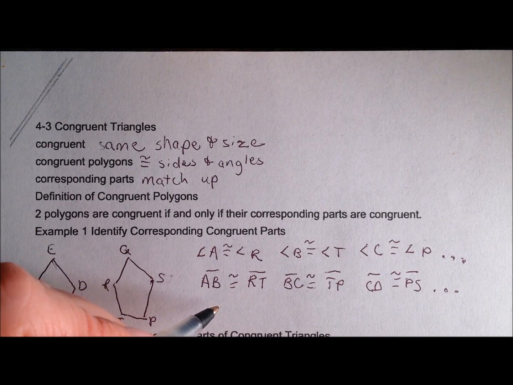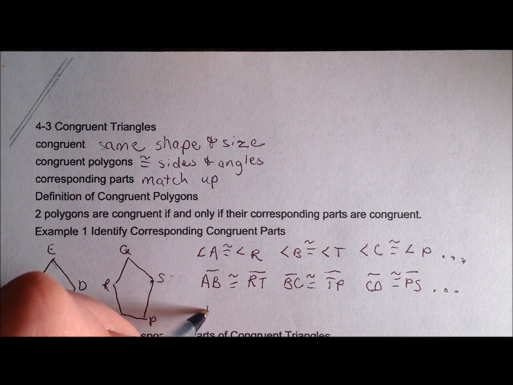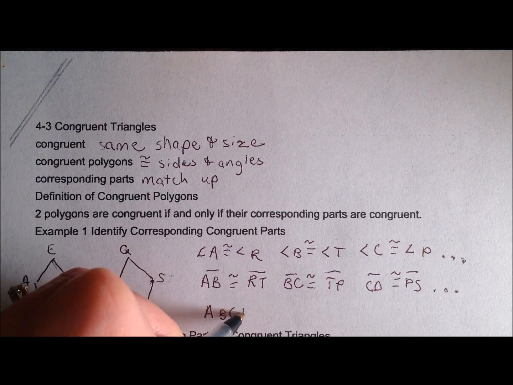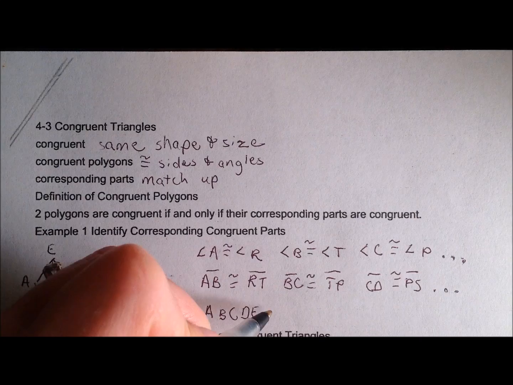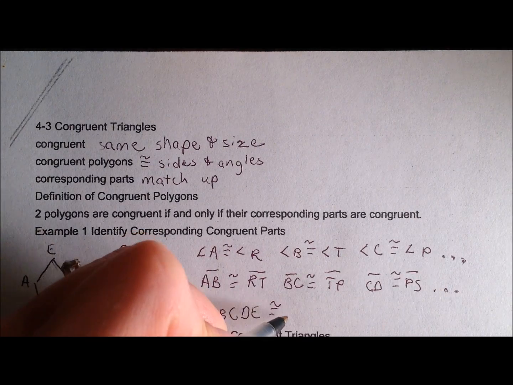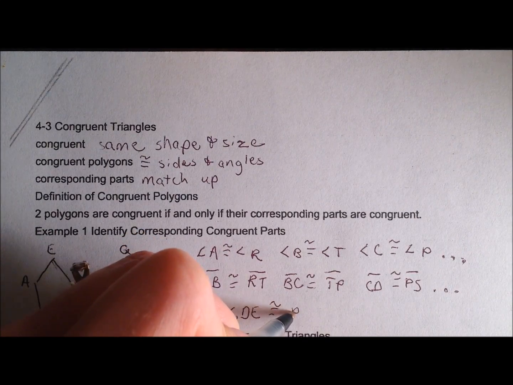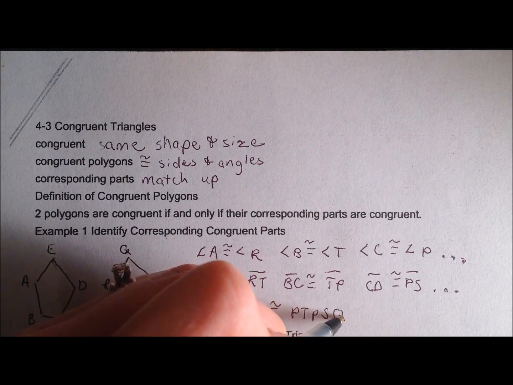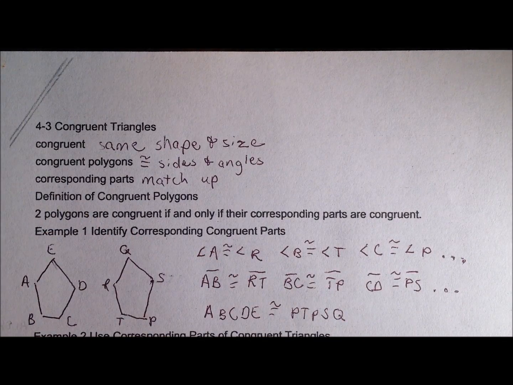And then lastly, we would have our whole polygon. Polygon ABCDE is therefore congruent to polygon RTPSQ. Now you complete Check Your Progress 1A on some paper.